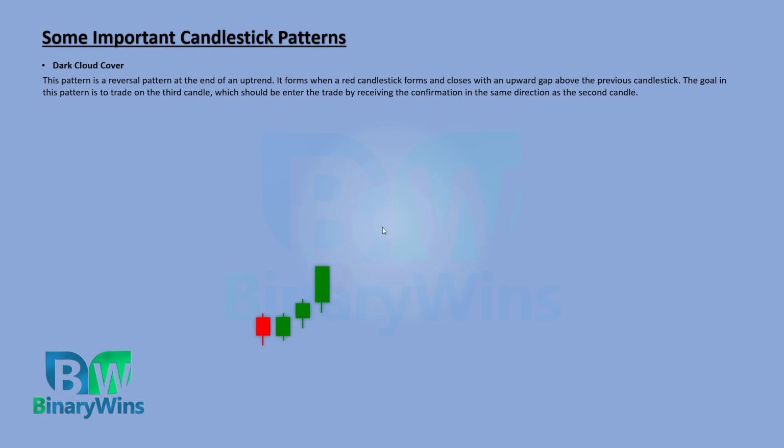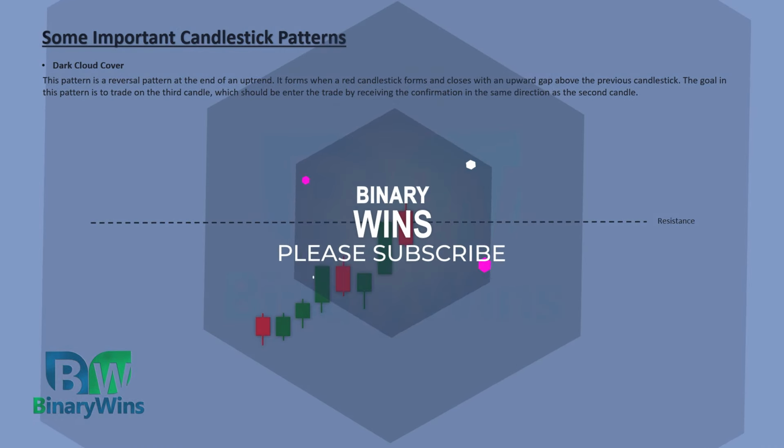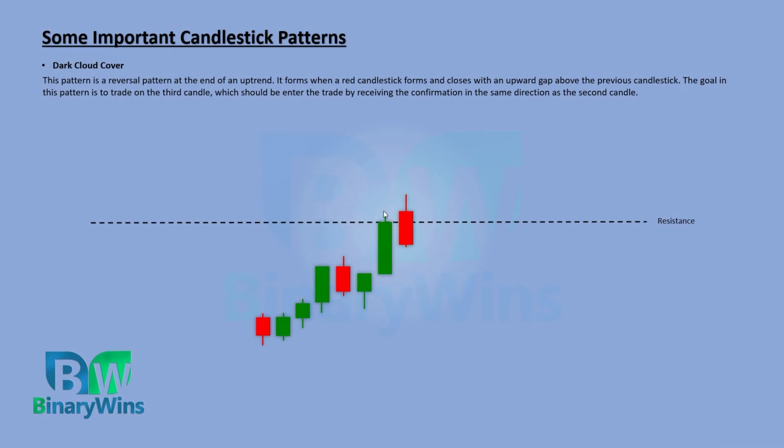Look at this uptrend. A resistance has been reached, but the red candle has formed with a jump and a gap higher than the previous candle. Look at the distance between the close price of the green candle and the open price of the red candle. This is because of the jump in price upwards. But pay attention to this important point.